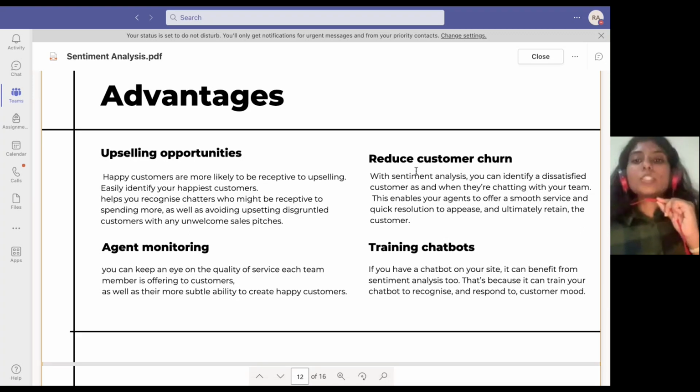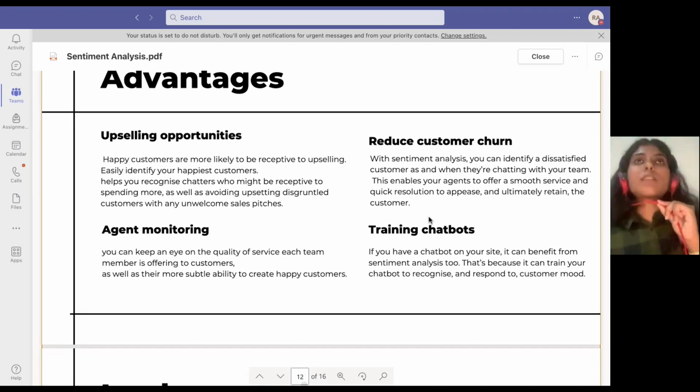Reduce customer churn. With sentiment analysis, you can identify a dissatisfied customer as and when they're chatting with your team. This enables your agents to offer a smooth service and quick resolution to appease and ultimately retain the customer. So, if the customer is frustrated or not satisfied, you can provide smooth service to the customer by looking at the contacts. So, it will help the organization to retain the customer.